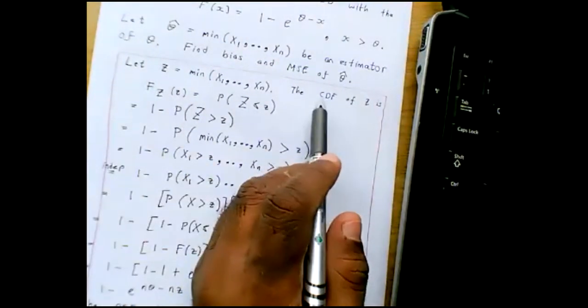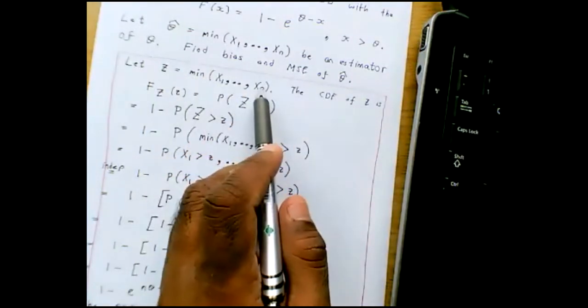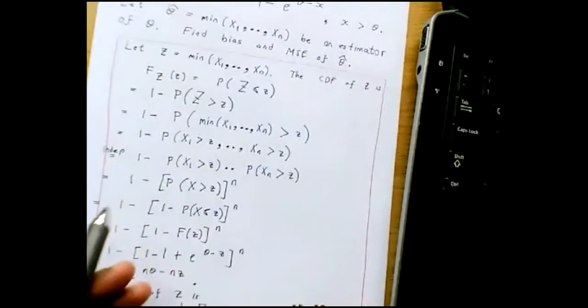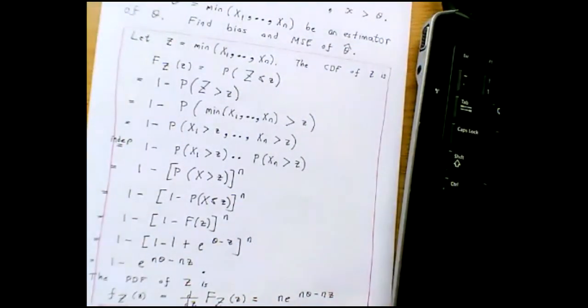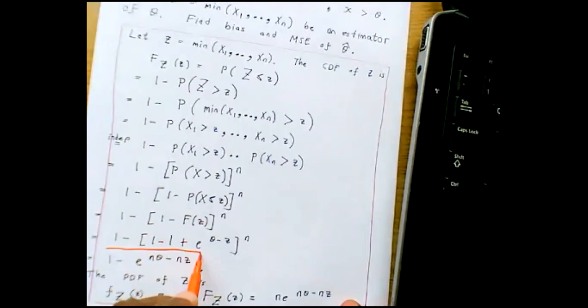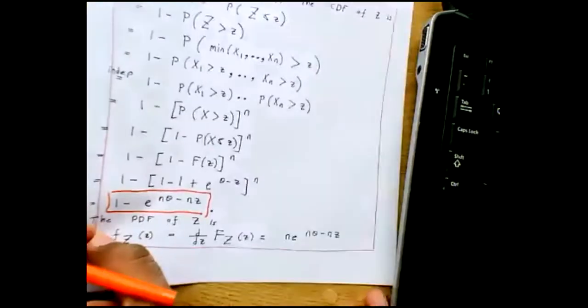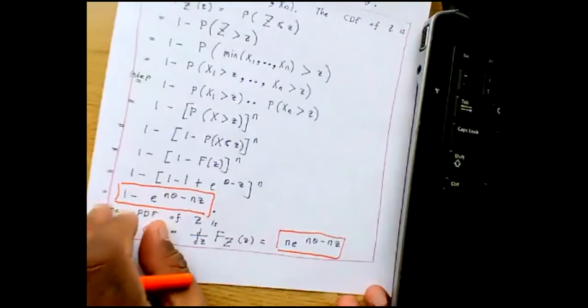So that's what I have done here. The first thing I have done is to derive the CDF of Z, which is the minimum, right? And it turns out to be this. This is the cumulative distribution function of Z. From this you can derive the PDF of Z, which turns out to be this.